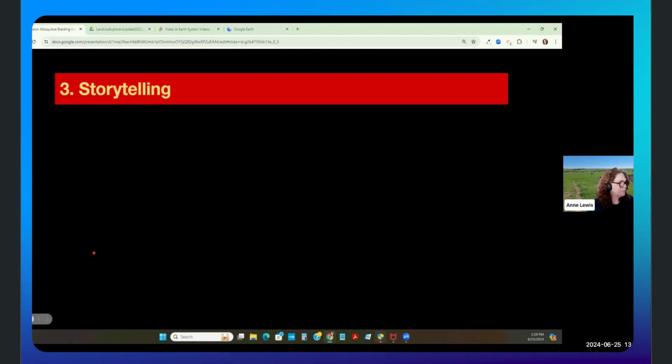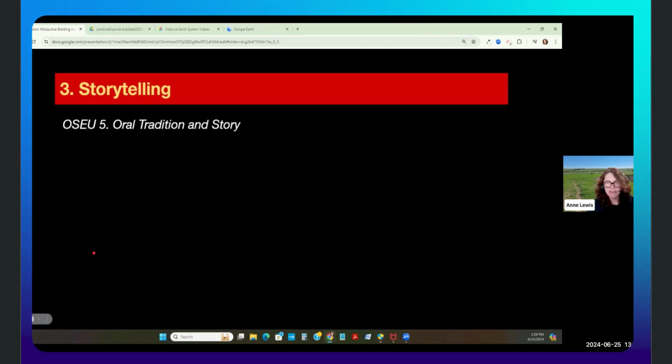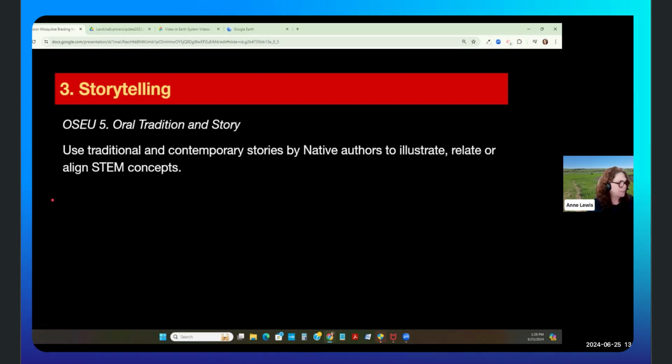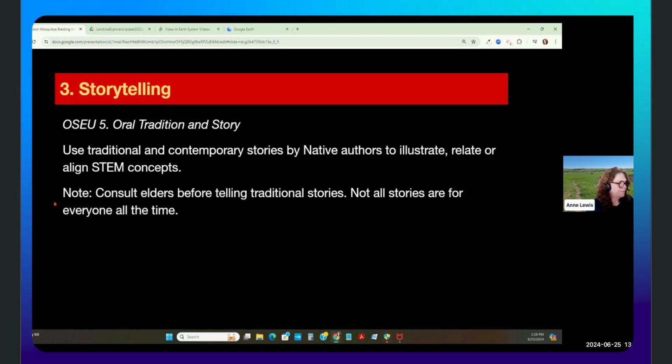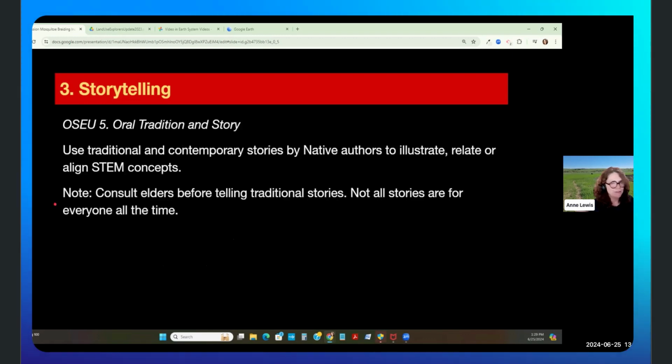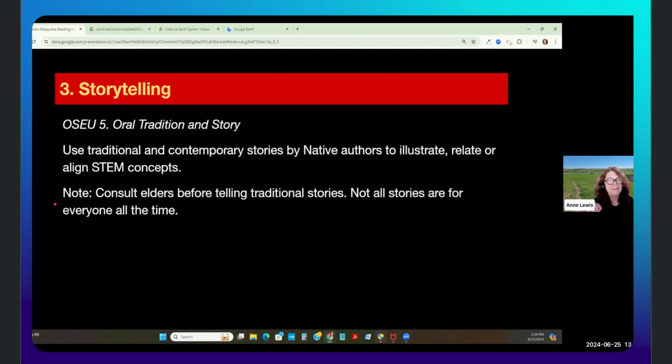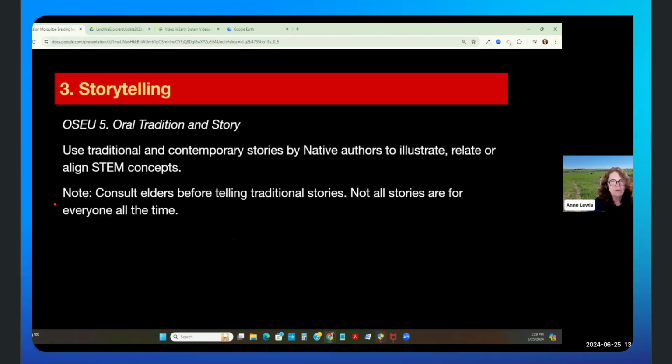Storytelling. Indigenous cultures have a really strong tradition of storytelling. And you can use traditional and contemporary stories by Native authors to illustrate, relate, or align STEM concepts. Again, this is one of these places where you learn: stories aren't necessarily yours for the taking. You don't necessarily tell them whenever you want to whomever you want.